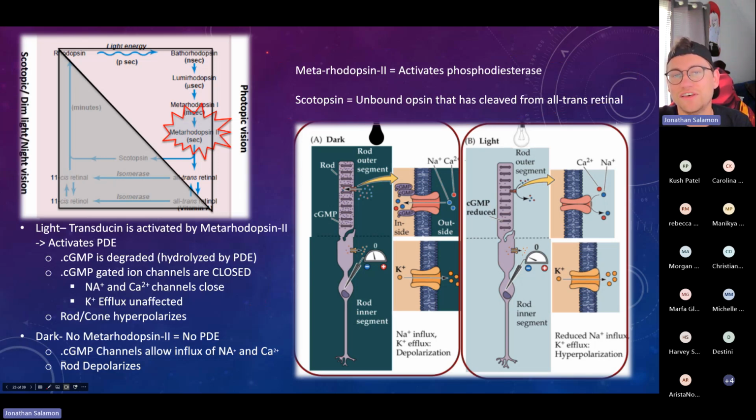But just know this. Know the light turns rhodopsin into metarhodopsin eventually. And then metarhodopsin stimulates transducin, which then activates phosphodiesterase, which then inhibits cyclic GMP, which then prevents calcium and sodium from entering the cells, but potassium remains unaffected.